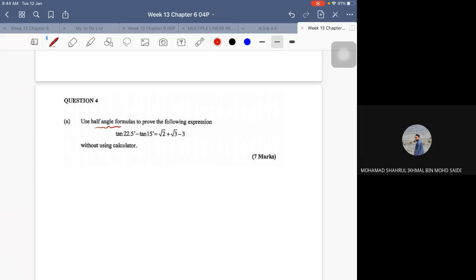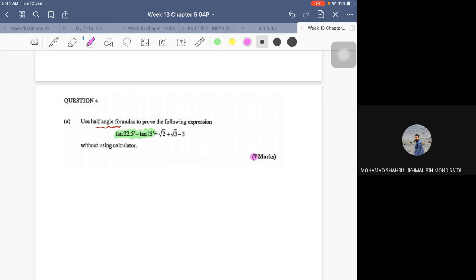Sebenarnya kenapa kita kata without using the calculator? Okay, sebab kita tak nak you ambil tangent 22.5 tolak tangent 15 degree ni masuk dalam calculator and come out dengan this value. No. So meaning that you have to do a certain calculation. You kena buat calculation by hand. And kalau you tengok markah kat sini pun dia adalah 7 markah. So tak logik lah kalau you nak masuk dalam calculator and come out dengan the values.